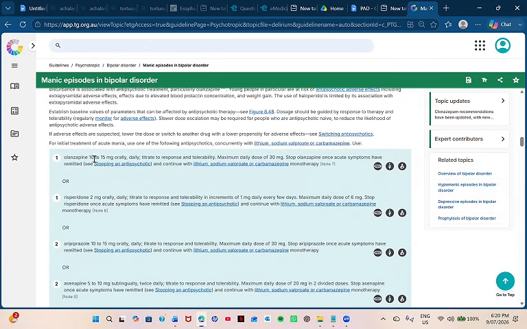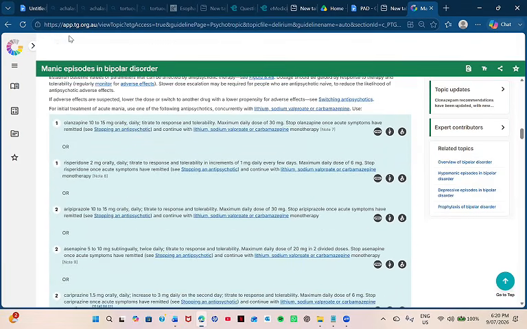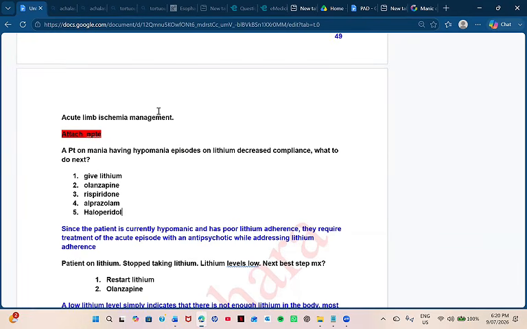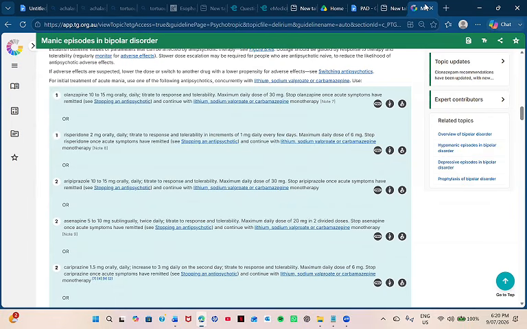So the first line is olanzapine and risperidone, right? Risperidone is also given. Then what do you need to do? From olanzapine and risperidone, what to give? What to give, doctors? Tell me.